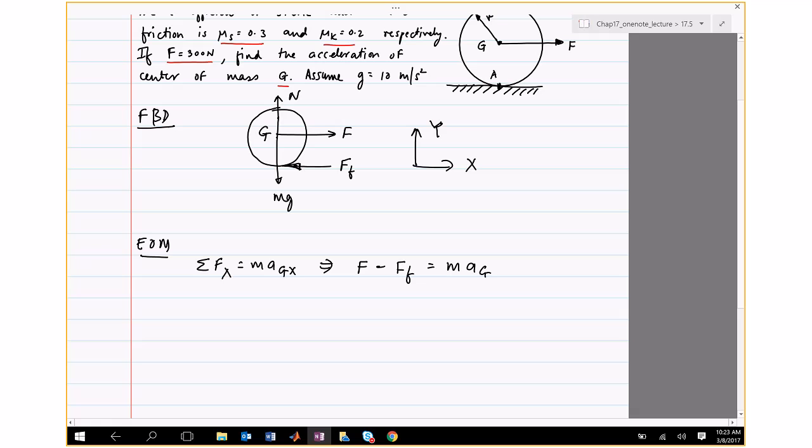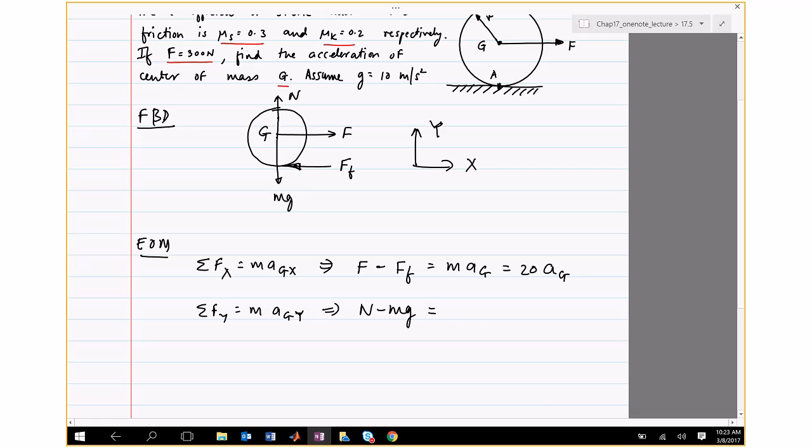So this is mass, which is 20, so 20 times ag. I'm going to drop the suffix x because I know that this wheel cannot accelerate in the y direction. If it did, then it wouldn't be on the ground, it would fly, so it's not true. So Fy equals mass times ag y. The net force in the y direction is the normal force, and then there is mg acting downwards.